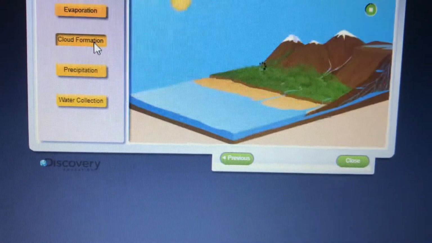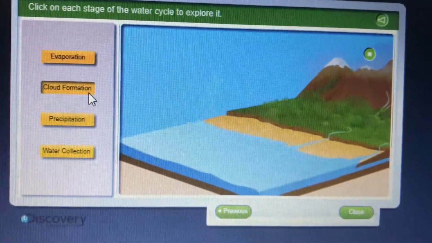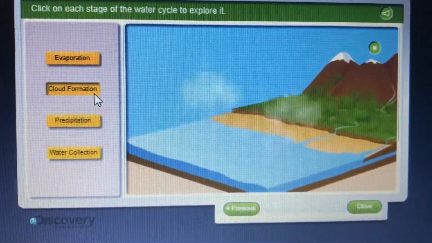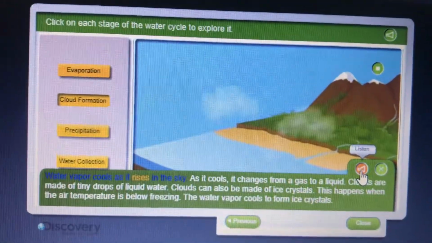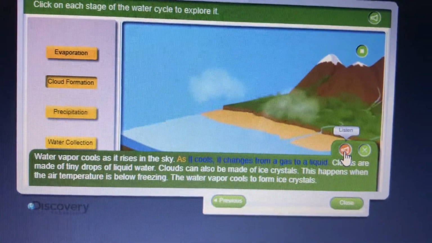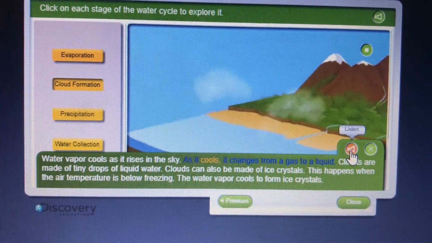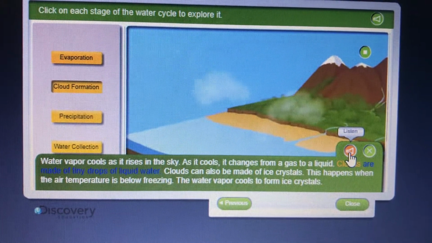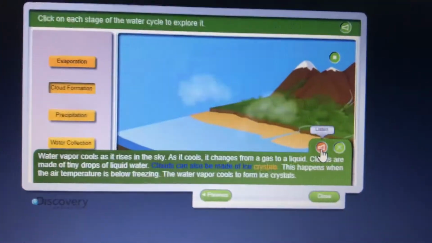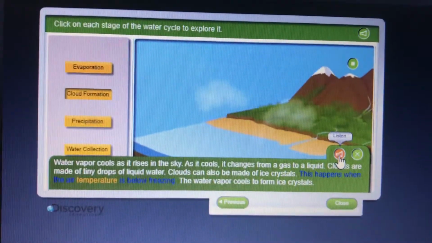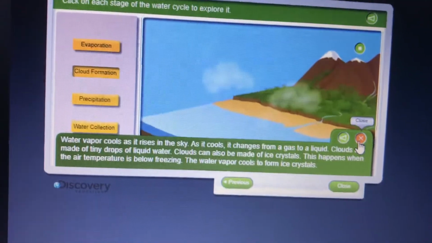Now we'll go to cloud formation. Watch what happens. See how the clouds are forming. Water vapor cools as it rises in the sky. As it cools, it changes from a gas to a liquid. Clouds are made of tiny drops of liquid water. Clouds can also be made of ice crystals. This happens when the air temperature is below freezing. The water vapor cools to form ice crystals. Alright, close that one up.